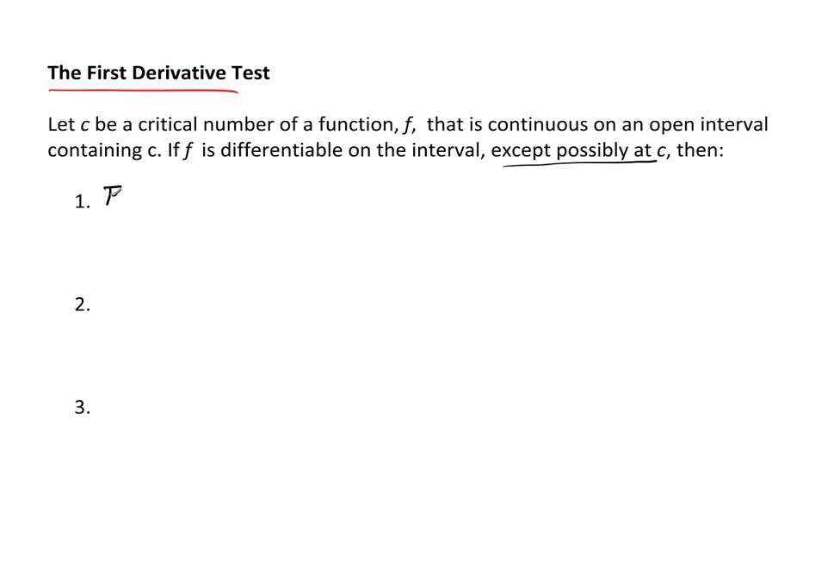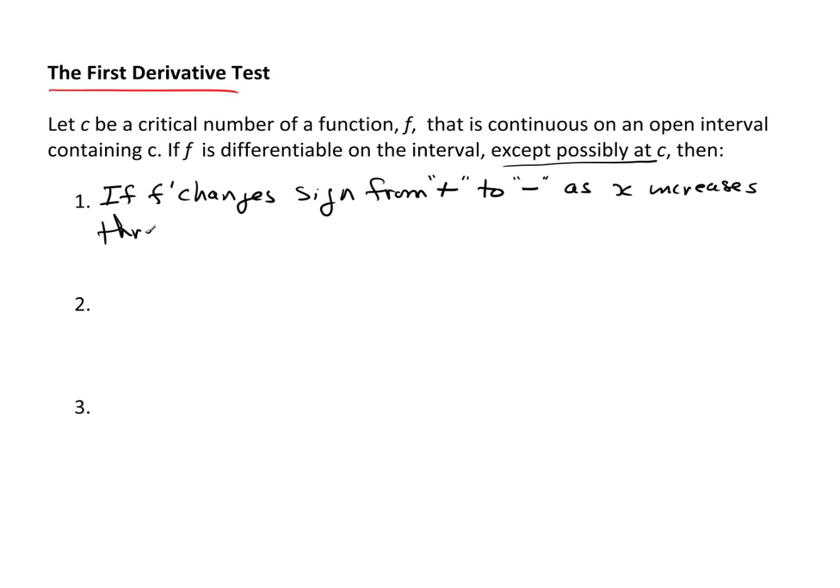Then if f prime changes sign from positive to negative, and I should put those in quotes, as x increases through C. That's that left to right orientation. I'm passing through C left to right.